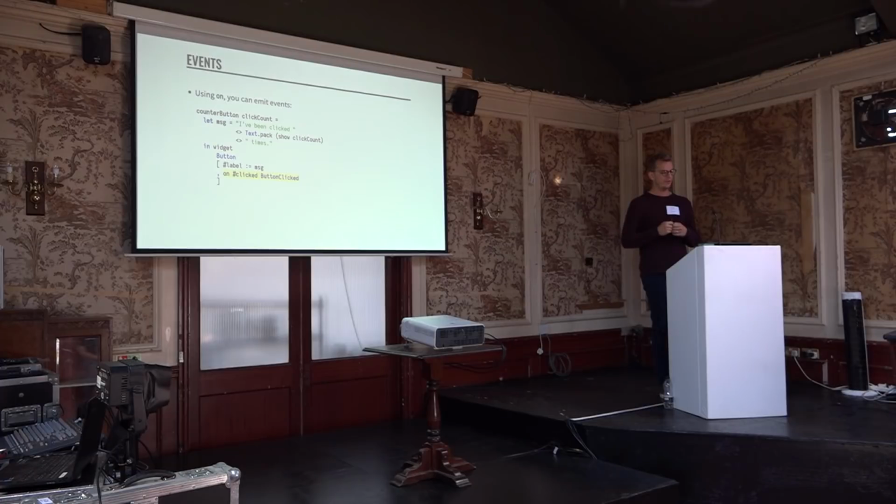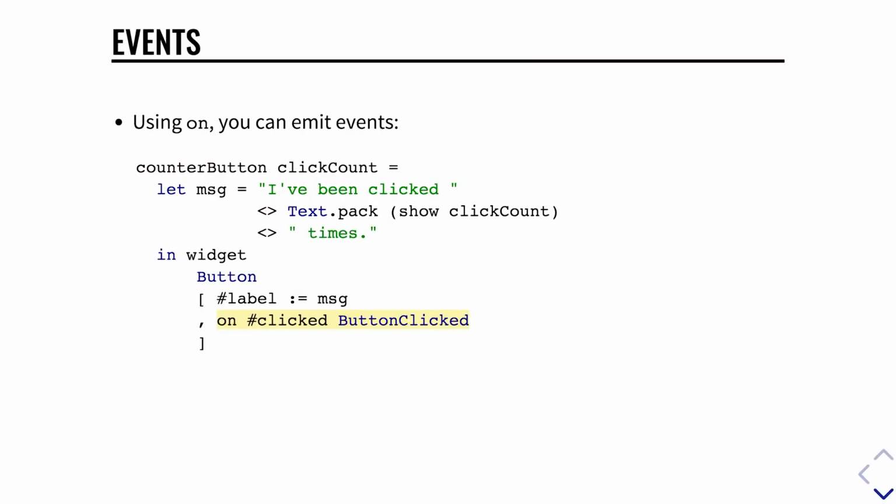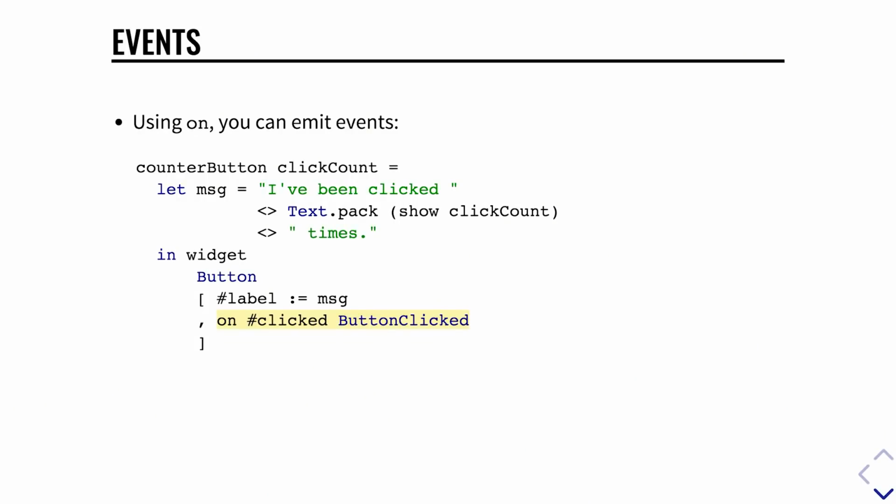You can use the on attribute in this framework, or this library, I should say, to do event handling, or to emit events. So here we have a counter button that first constructs a message saying I have been clicked this many times, and then in the yellow part you'll see that we say that in case this button is clicked, then emit this button clicked event. And supposedly someone would be incrementing some counter elsewhere.